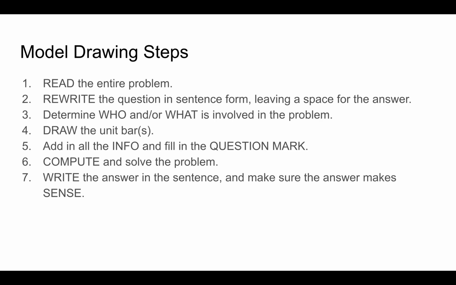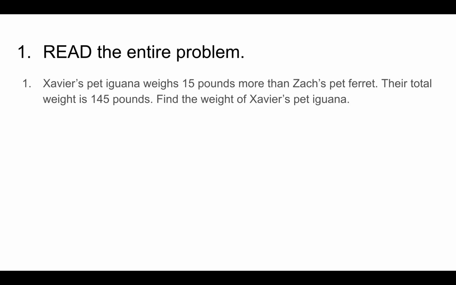4, draw the unit bars. And unit bars is just a fancy way of saying drawing in the rectangles, and those rectangles represent different parts of the problem. 5, add in all the information and fill in the question mark. Then 6, you can compute and solve the problem. And last, write the answer in the sentence. Make sure the answer makes sense.